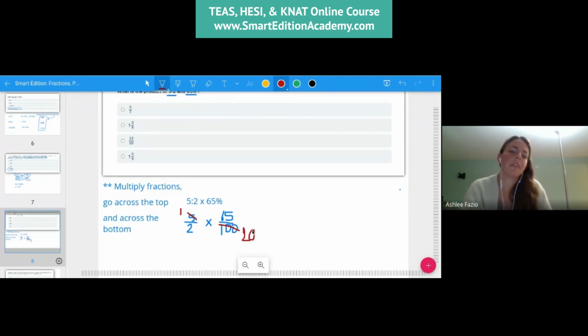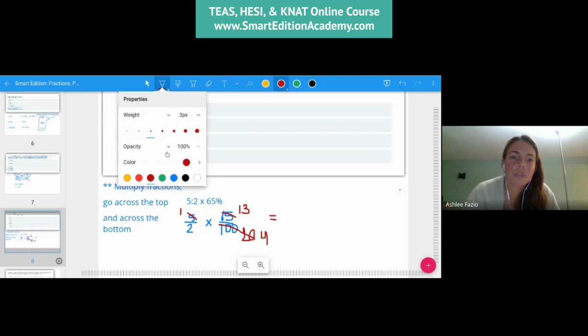Once I've simplified that, it can be a little bit easier, and there might be more to do. I could do this again and see 65. I know that's divisible by 5. So 65 divided by 5 is 13. But again, if I do it on the top, I also need to do it on the bottom. And 20 is divisible by 5 again, so I get 4. This is just a little trick that can help you simplify before you multiply and have really big numbers.